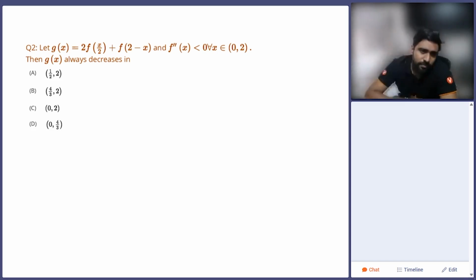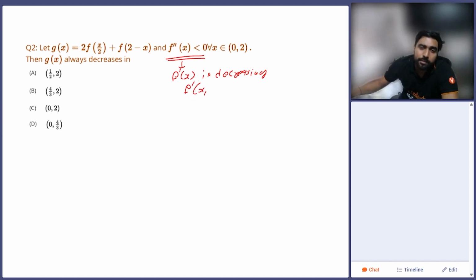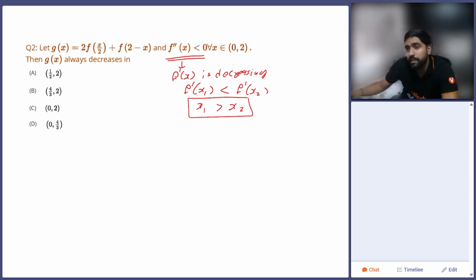Moving on. What do we have next? Your function g of x is equal to 2 times f of x by 2 plus f of 2 minus x. And you have been told that f double dash of x is less than 0. So what does f double dash of x less than 0 mean? It means that f dash of x is decreasing. And what does f dash of x decreasing mean? It means if I take f dash of x1 and f dash of x2 by comparison, if f dash of x1 is less than f dash of x2, then I can say that x1 will be greater than x2.